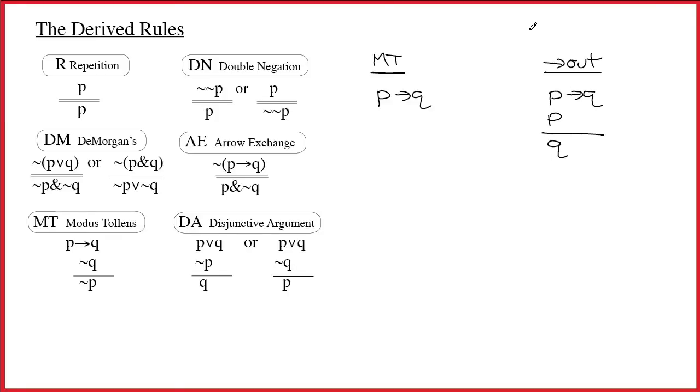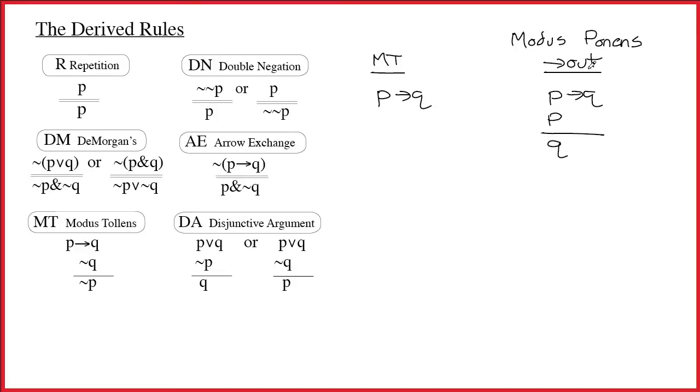The traditional name for arrow out is Modus Ponens. You'll notice that for the derived rules, we are using the traditional names: Modus Tollens, DeMorgan's, Disjunctive Argument.